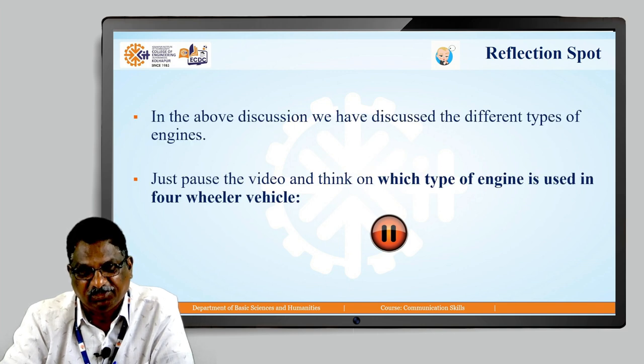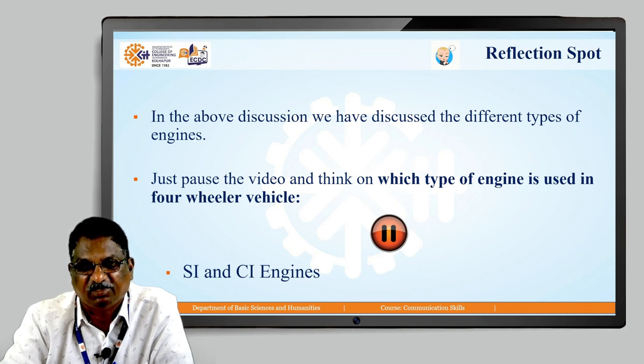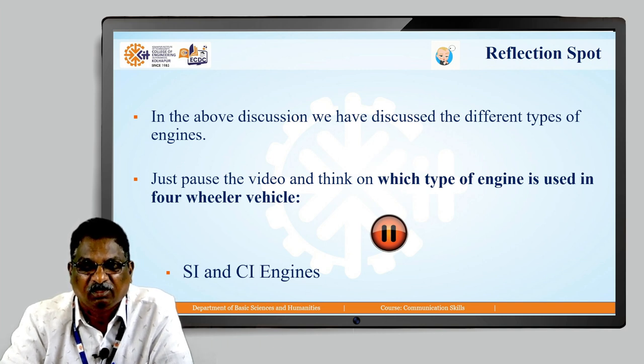Then there is one question under reflection spot. In the above discussion, we have discussed the different types of engines. Just pause the video and think about which type of engine is used in a four-wheeler vehicle. So the answer is SI and CI engines. They are widely used in four-wheelers.